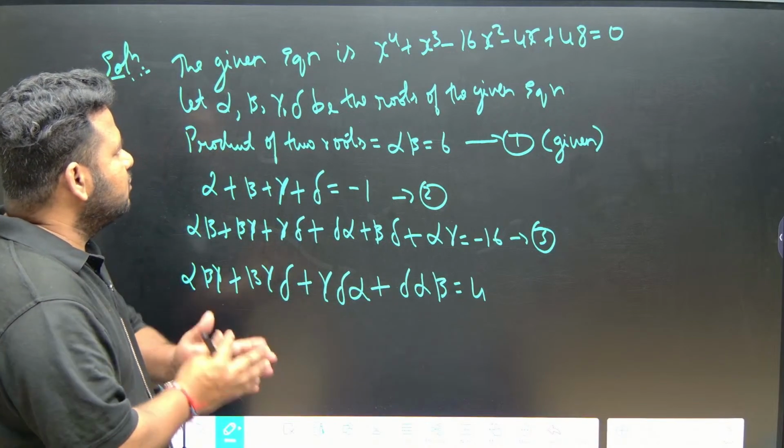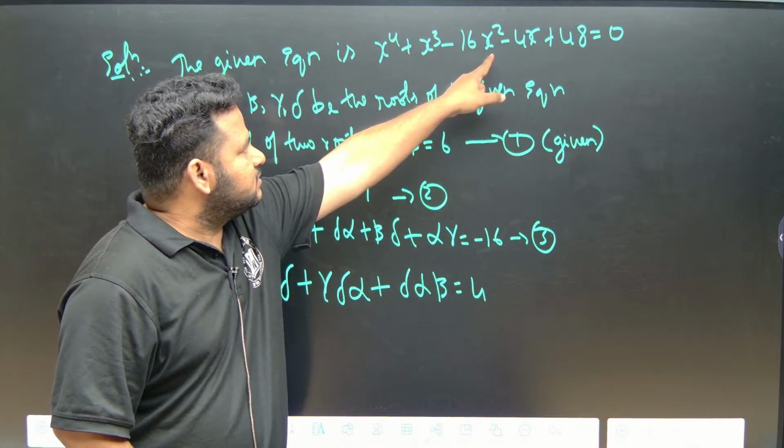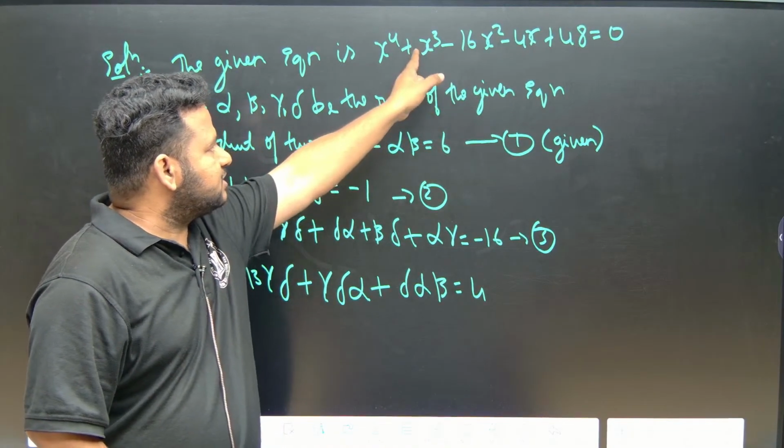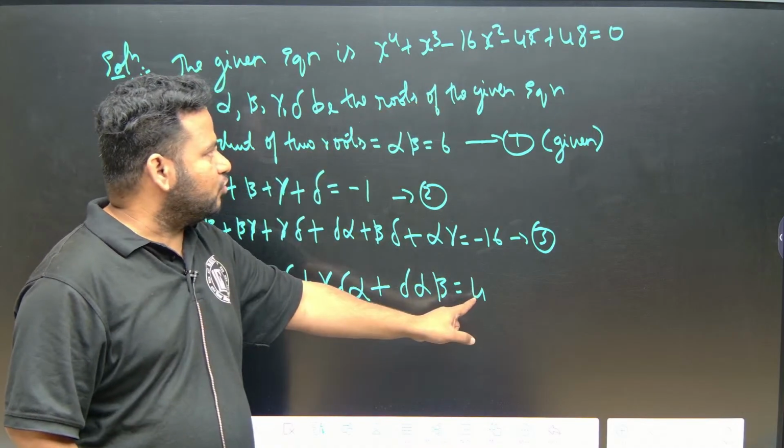This will become equal to, this is minus b by a, this is c by a, this is minus b by a, this is c by a, this is just c by a, this is minus d by a, which means this will become 4, correct na?